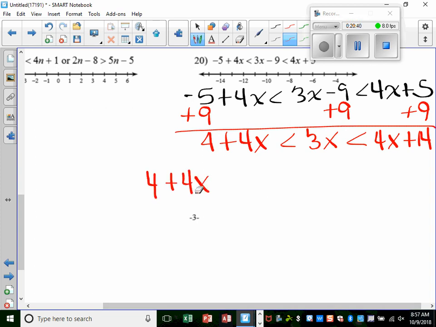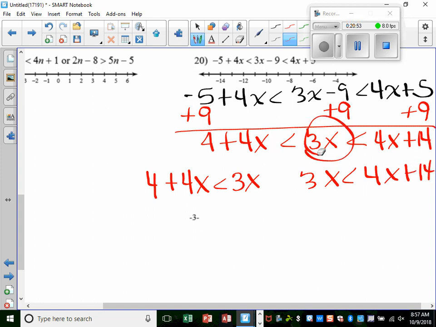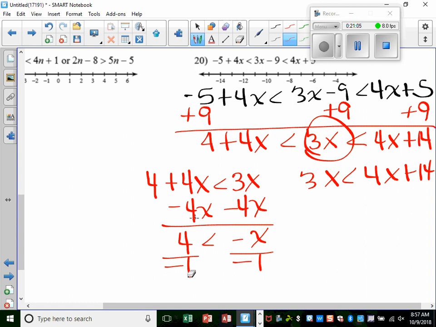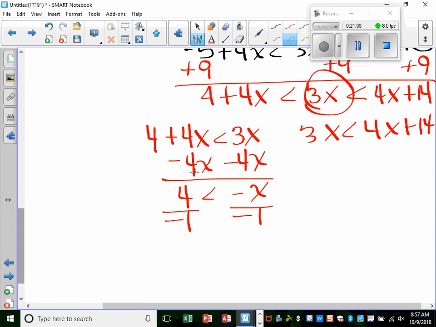So when I separate into parts, I'm going to have 4 plus 4x is less than 3x, and then 3x is less than 4x plus 14. So basically, you take the middle and it goes to both sides, okay? Because sometimes it can get a little confusing if you leave it all together. So this is what I'm going to do. 4 is less than negative x. I'm going to divide by the negative 1. So when I divide it by a negative, what should I do? Flip the symbol. Okay, so this is going to give me negative 4 is greater than x.